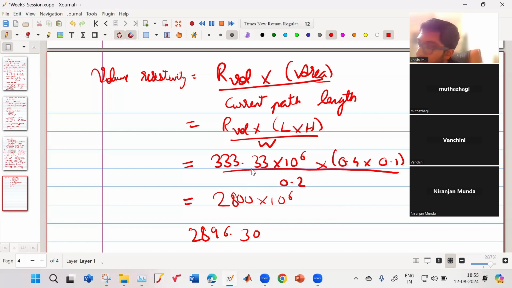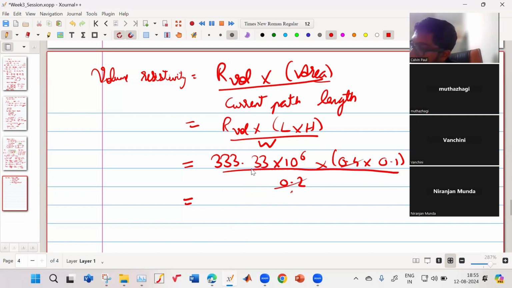So actually this is not correct actually. So 0.2 into 2 is 0.4, right? So this actually is your 2. Okay, this is 2.